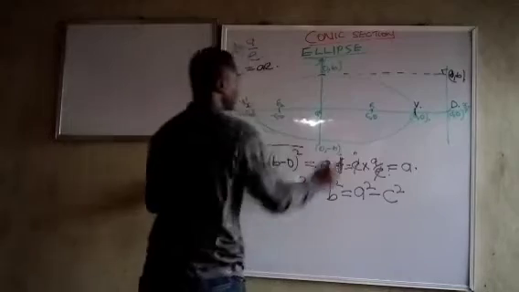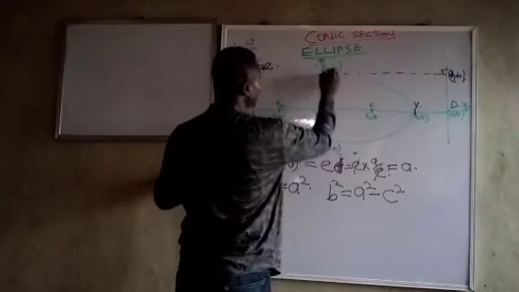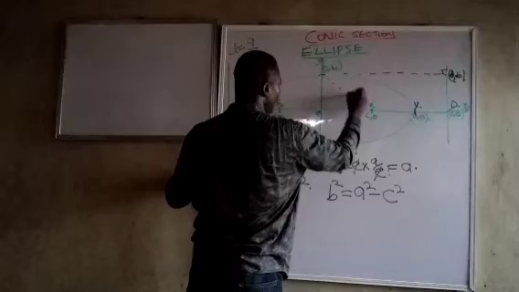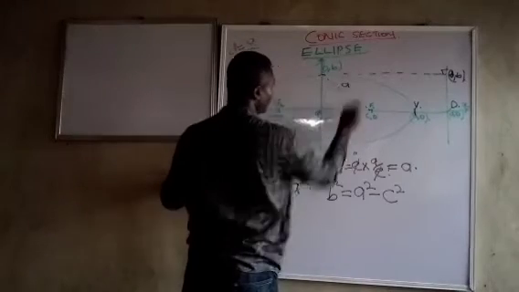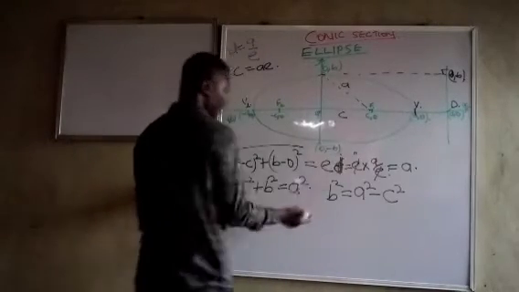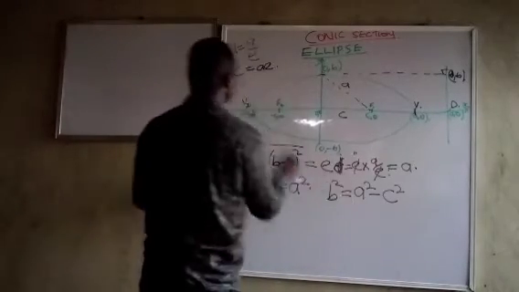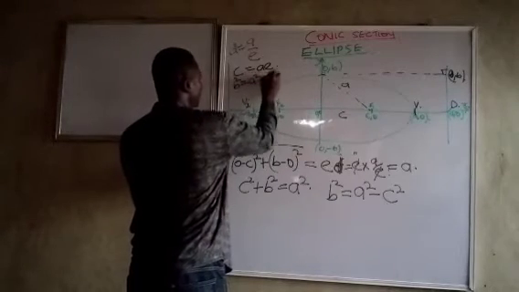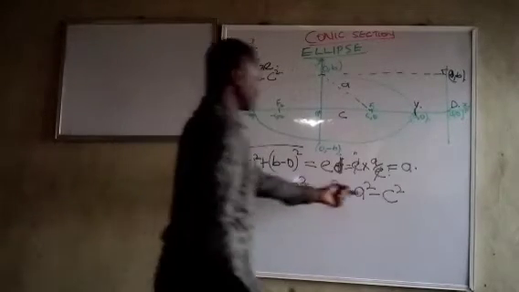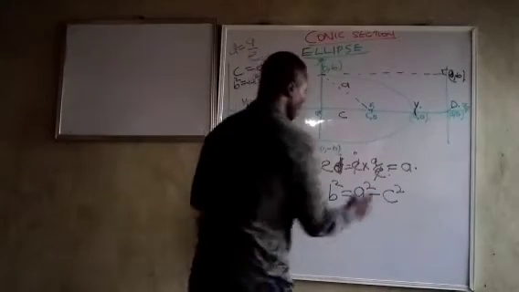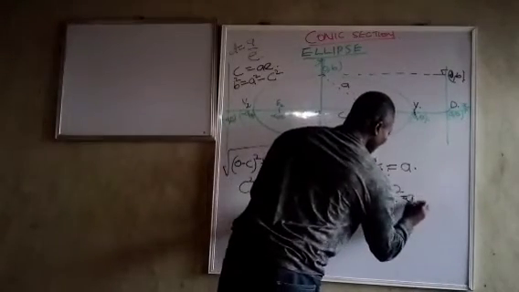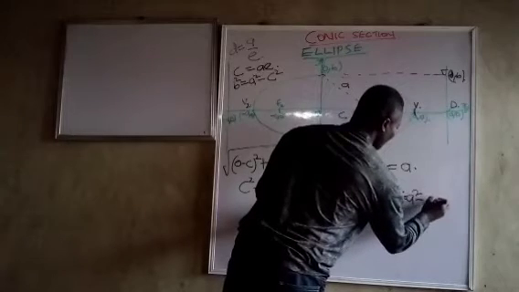What does that tell us? It tells us that the distance of b from F1 is A. This place is A. This place is C. Can you see? So at the end of the day, we can still break it further. So we have b squared equals a squared minus c squared. We know the relationship between c and a. C is ae.